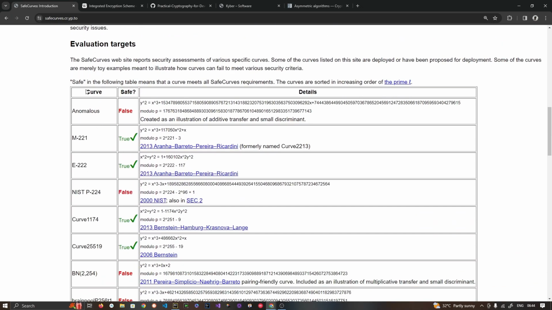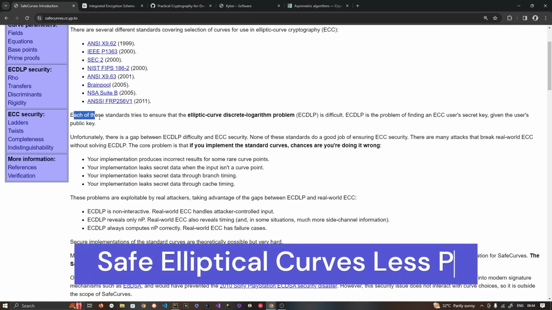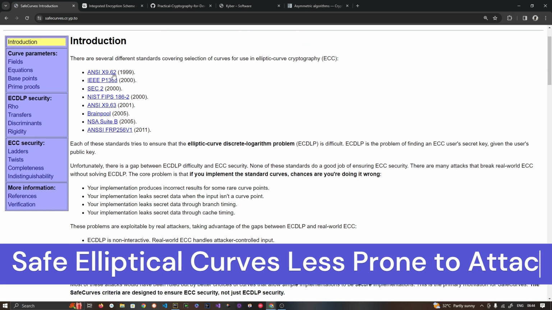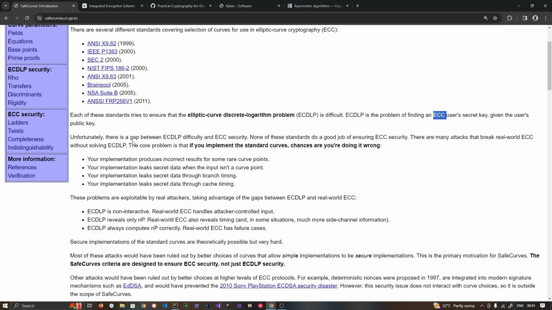The safe curves are the curves which are very safe to use, but safety from what angle? Here you can find it out. These are the standards for selecting curves for elliptical curve cryptography, that is ECC, and each of these standards tries to ensure that the ECC discrete logarithmic problem is difficult. The problem should be difficult to solve, only then will it qualify for cryptography. ECDLP is the problem of finding an ECC user's secret key given the user's public key. Unfortunately, there is a gap between ECDLP difficulty and ECC security. So there is a difficulty problem and a security problem.